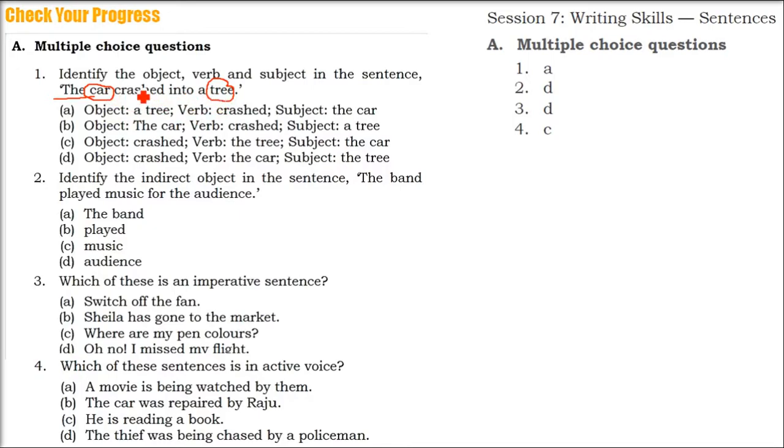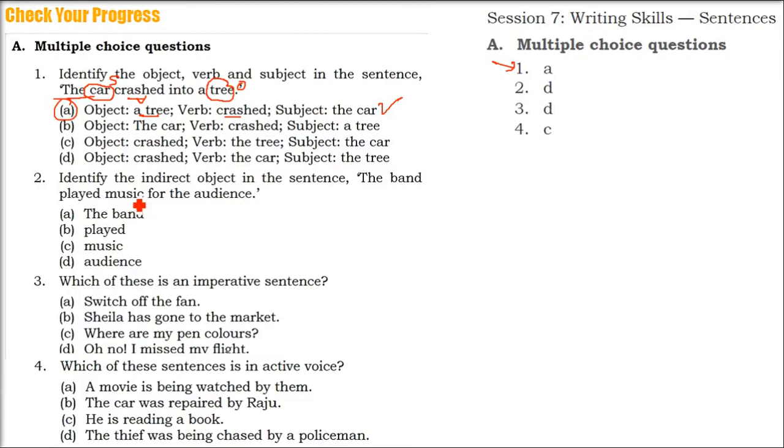So let us see which one is the answer. In the multiple choice question, the answer is A. If you see, I just told you object, tree, verb, crashed, subject, the car. So this one is the correct answer. A is the correct answer.